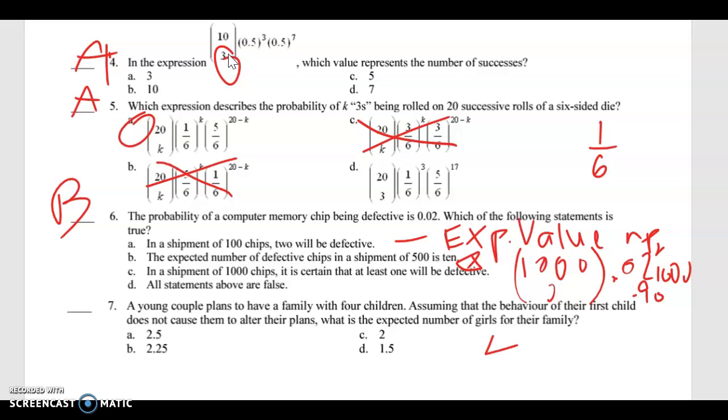So N is 4. Probability is 1/2. 4 times 1/2 is 2. Okay? So you would expect 2. It doesn't always work that way. I have 3 girls out of 3. So, there we have it.